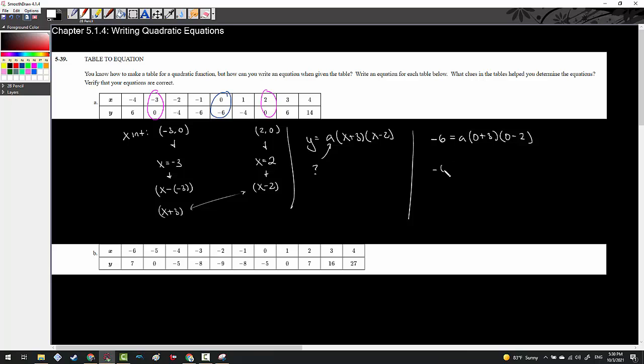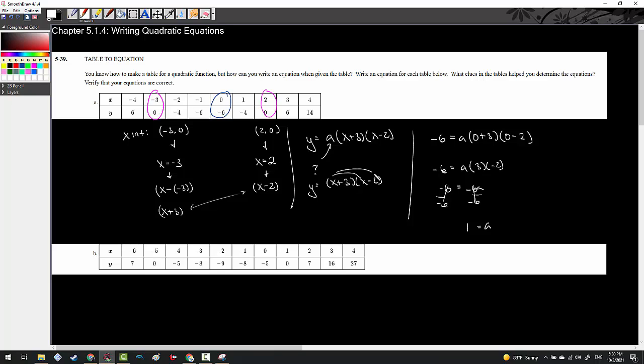And now I'm going to get -6 is equal to a, parentheses, 3 times -2, which means -6a equals -6. If I divide both sides by -6, I get a equals 1. So in this particular case, I know that y equals a simple (x + 3)(x - 2) will be sufficient in terms of the factored version of the quadratic.